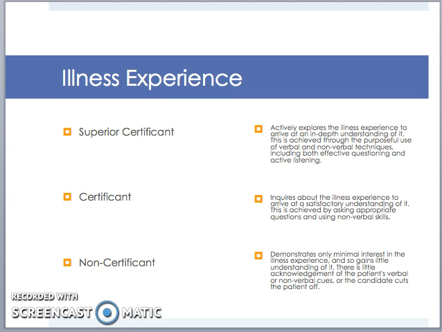For the illness experience, again, please read what the college states as factors which show superior status versus non-certificate status. Generally, superior certificates use language which is understandable to patients and human beings, rather than the non-certificate level, which often follows this auto-pilot of the character saying, I have lung cancer.